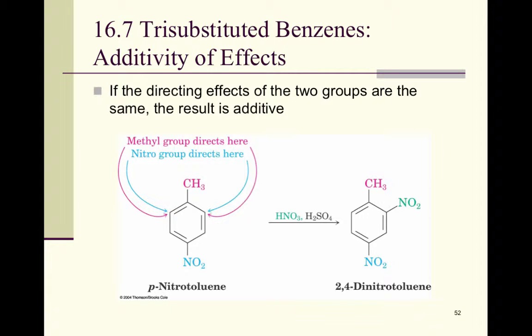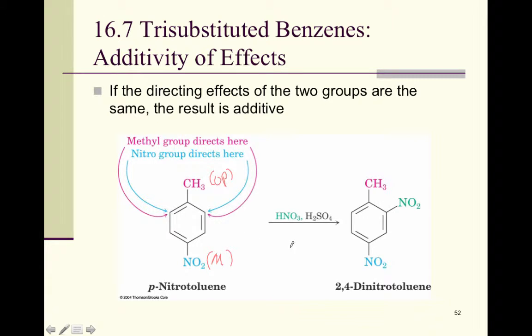If the directing effects of the two groups are the same, the result is additive. So let's take a look at this reactant here. We have a CH3 group here and an NO2 group here. We know that CH3 is an OP director and NO2 is a meta director. The methyl group would cause the new substituent to go where they have it in pink here. It would go ortho to it, or para, but since there's something already there, it wouldn't be able to go there. And then the NO2 would also direct the new thing to go meta to it, which would be the exact same position that the CH3 wants it to go.